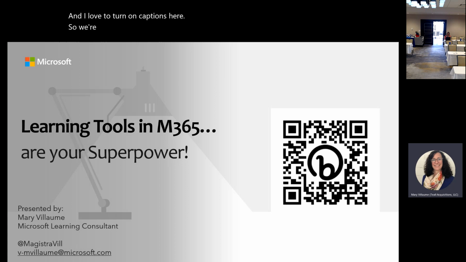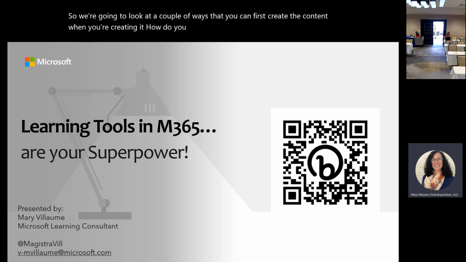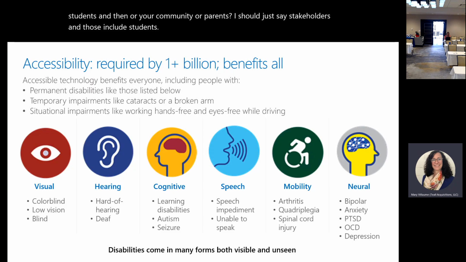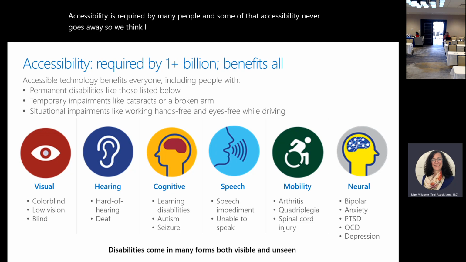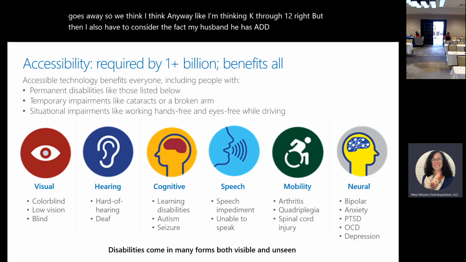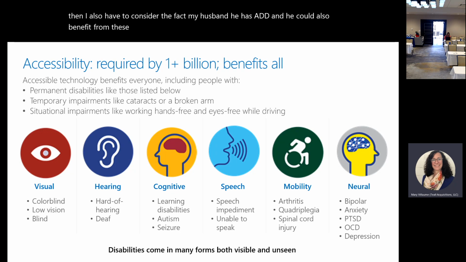We're going to look at a couple of ways that you can first create the content. When you're creating it, how do you create content that is accessible to your students and your community or parents? I should just say stakeholders, and those include students. But accessibility is required by many people, and some of that accessibility never goes away. I'm thinking K through 12, right? But then I also have to consider the fact that my husband has ADD, and he could also benefit from these tools as a parent.